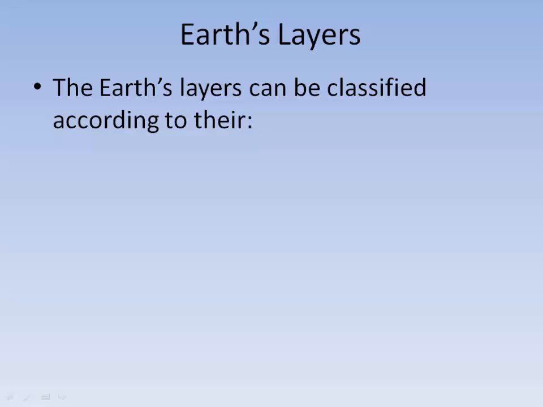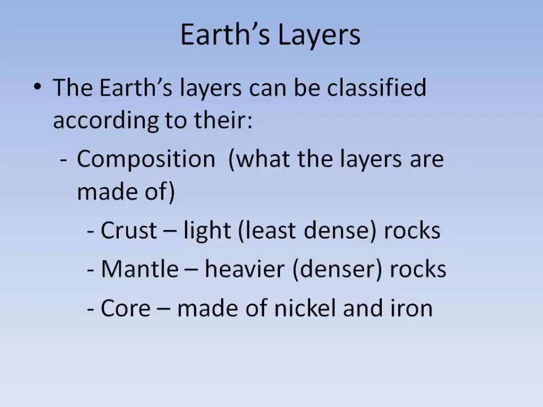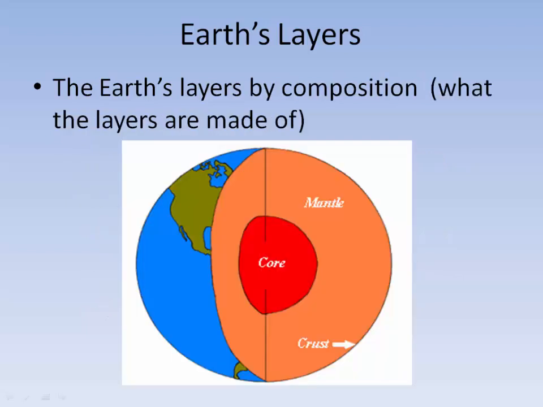So it turns out the Earth ended up with 3 layers if we classify them by what they are made of. Turns out the crust is made out of the light, less dense rocks. The mantle is made out of the heavier, denser rocks. And the core of the Earth is made out of metal, iron and nickel, the heaviest, densest of all. So if we look at a diagram of the Earth, we see that the Earth has 3 layers based on what the layers are made out of.